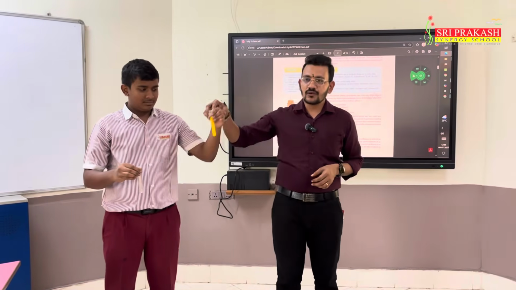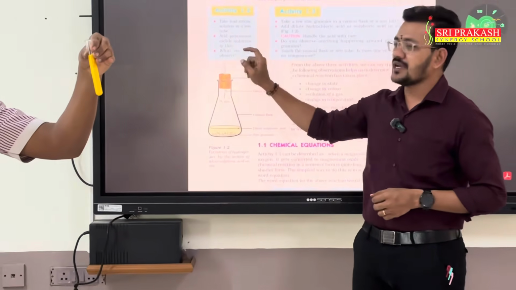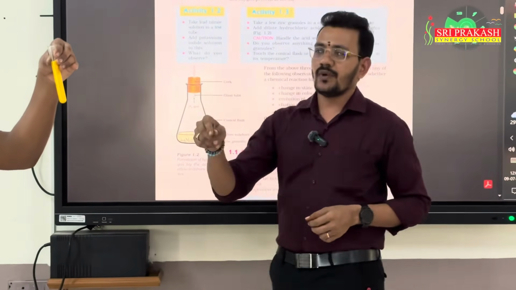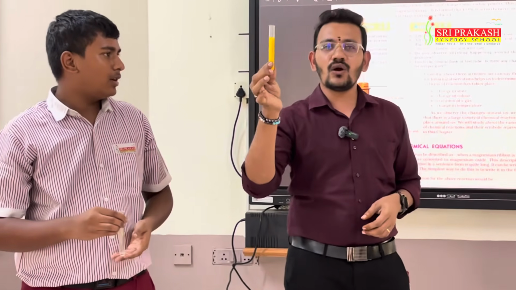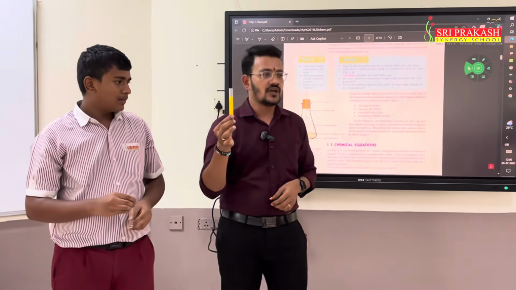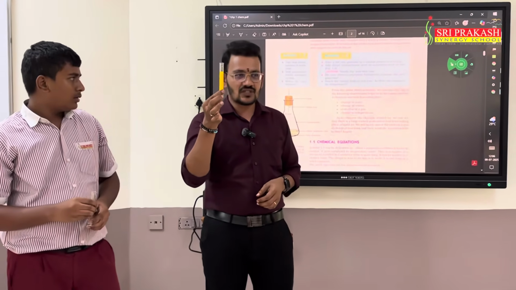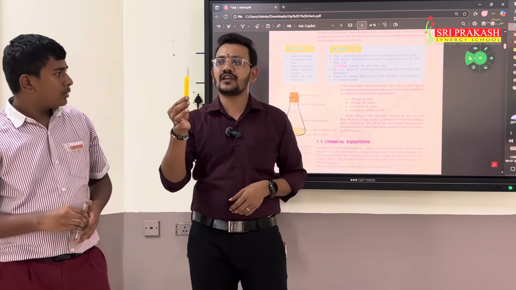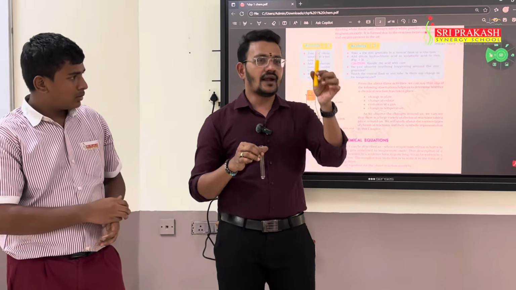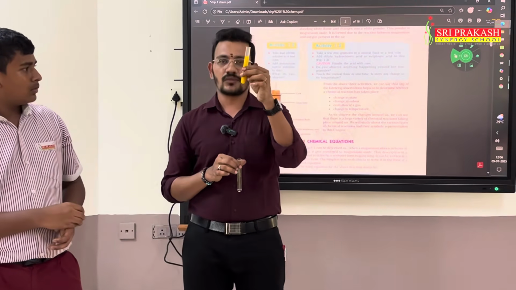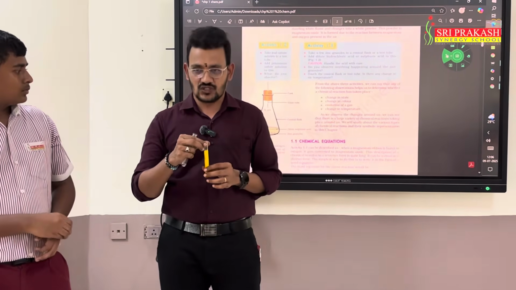Yes, this is what we observe when you add these two solutions, lead nitrate solution and potassium iodide solution, when they both were mixed to each other. What did we observe? A yellow color precipitate is formed. So which type of reaction is this? Is it a decomposition reaction? Double displacement reaction. Two colorless solutions were mixed to each other and a colored substance has been formed. So this is a double displacement reaction and a precipitation reaction.